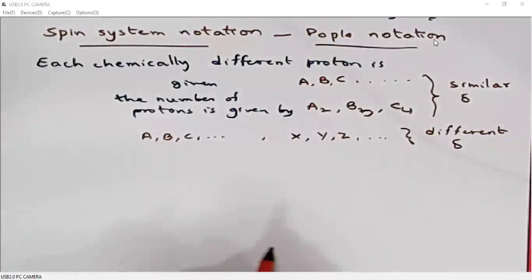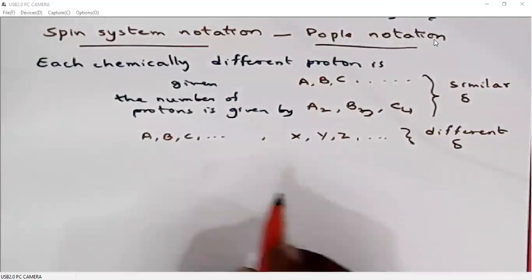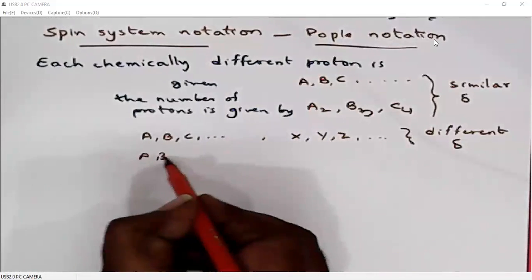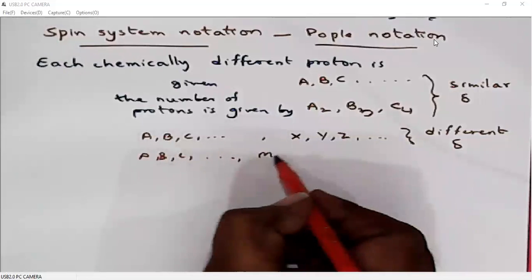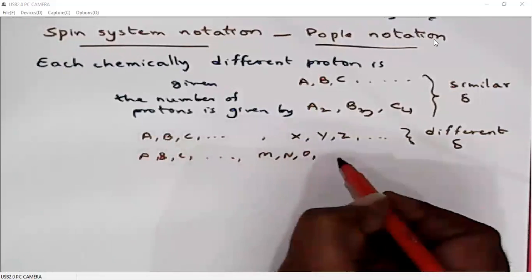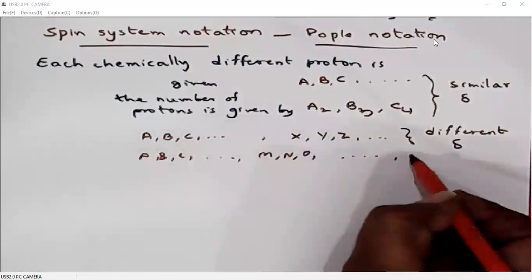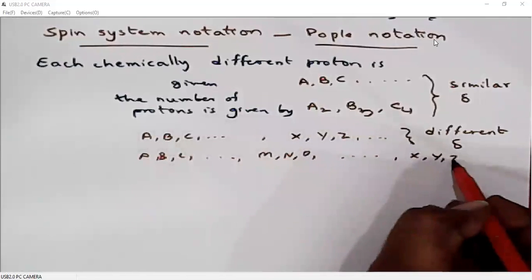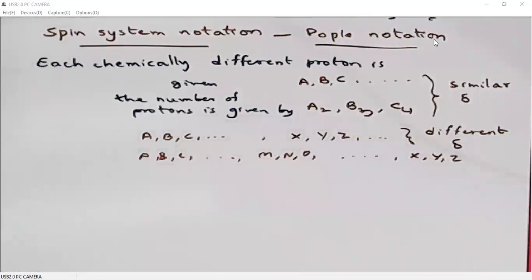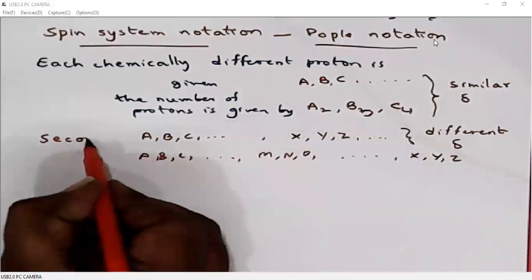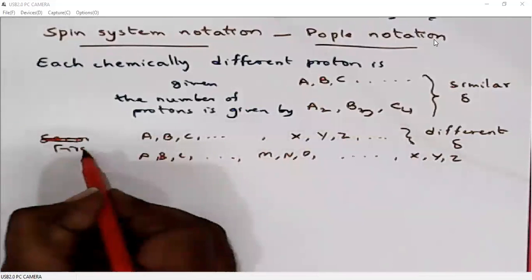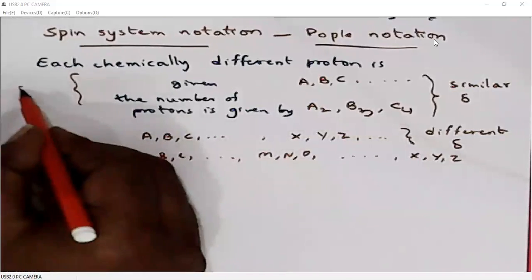For example, if there are three different types of delta values, then we can label them as ABC and so on, then middle letters M, N, O, and then there is a difference, and then we will label it as XYZ. Okay, so sorry, this is first order spectra and this is second order spectra.